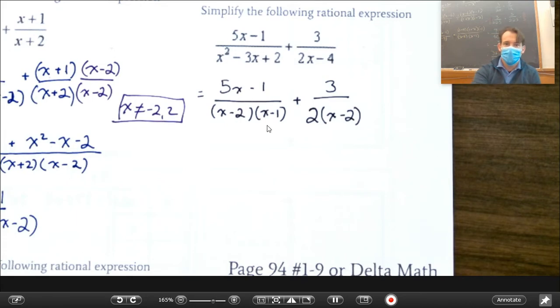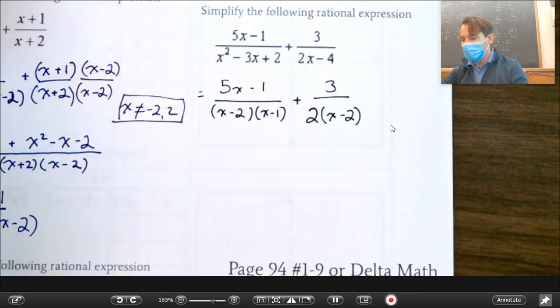Now I'm taking a look. This one has a factor 2 and x minus 2 on the bottom. This one has a factor x minus 2 and then x minus 1 on the bottom. So what factors do I need to add to both sides here? X minus 2 is already common to both. So you need to put 2 here. I need to have 2 on this side. And then what do I need on this side? X minus 1, yeah. So let's add our factors here.